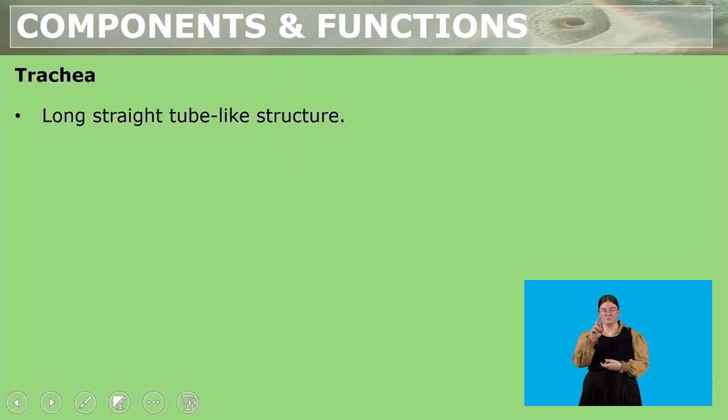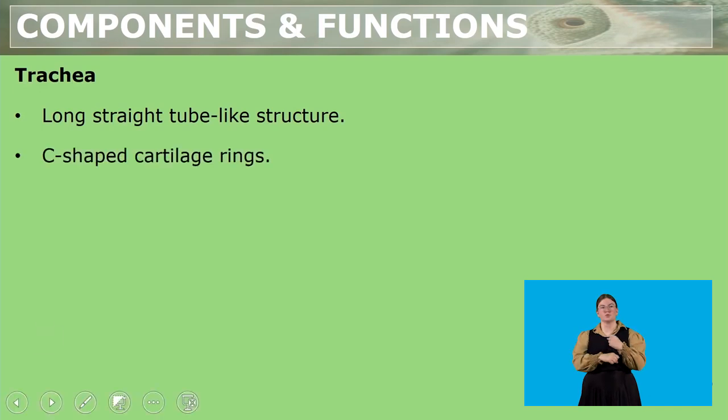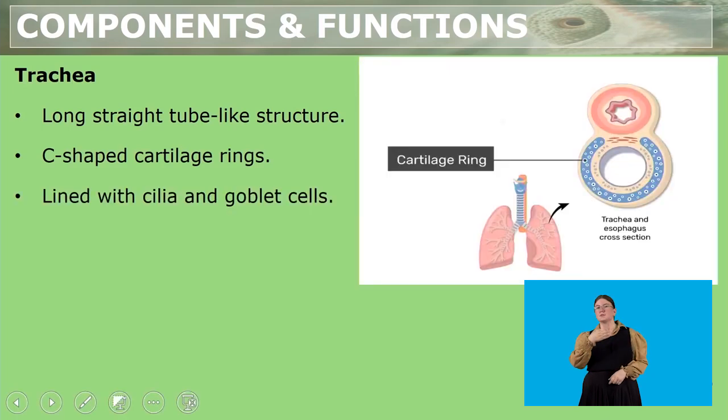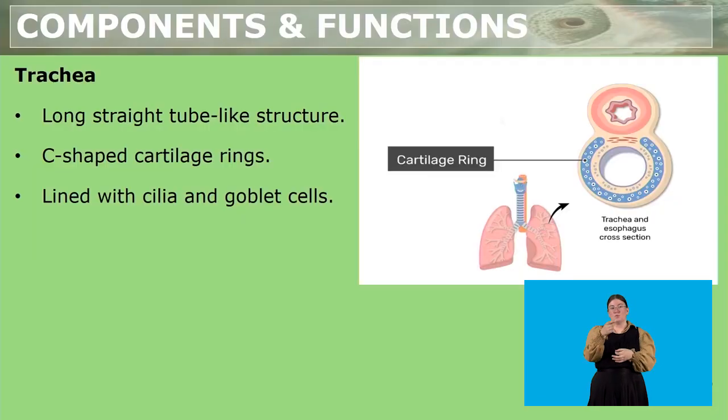And then looking at the trachea. Now the trachea is a long, straight, tube-like structure. It has C-shaped cartilage rings. It is lined with cilia and goblet cells. Now, if ever you wanted to know where the trachea is, you can just put your hand in front of your neck. You will feel your trachea there. And it's hard, but a bit soft, so that gives you an indication that it has C-shaped cartilage rings in between. And this is basically to allow the flexibility of the neck here in front.